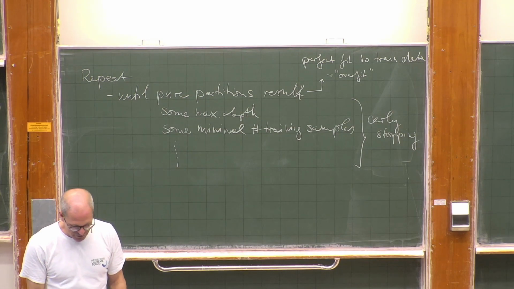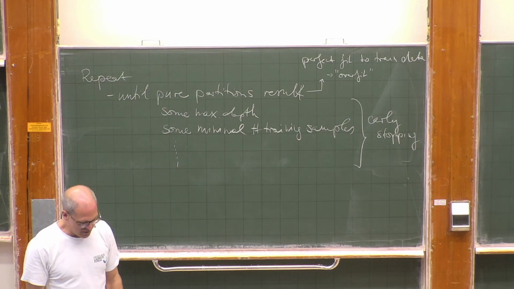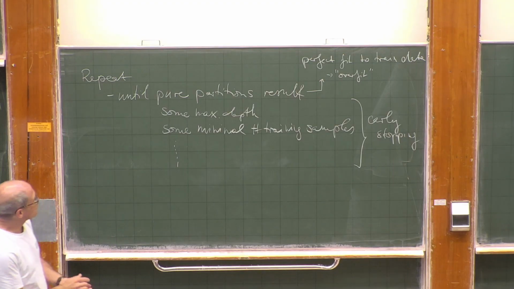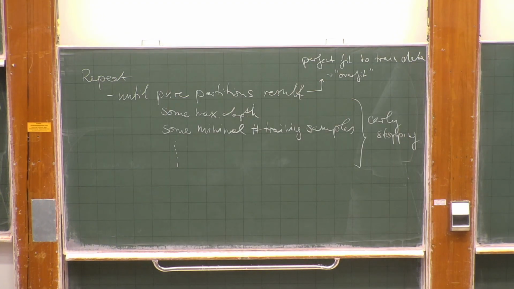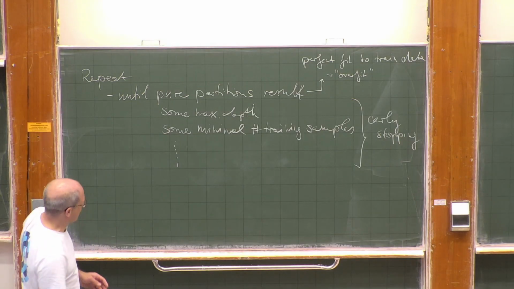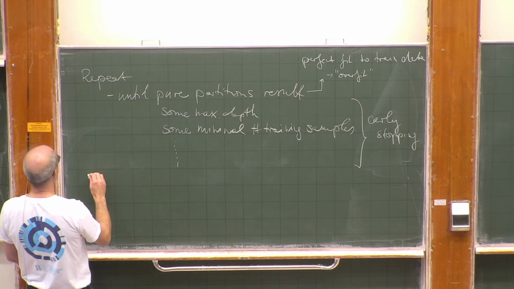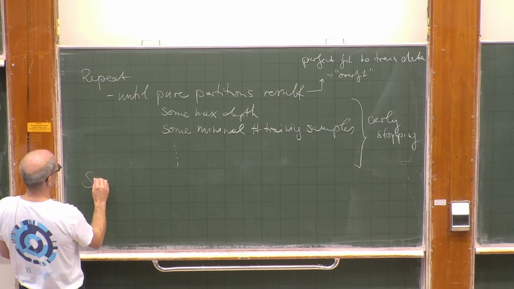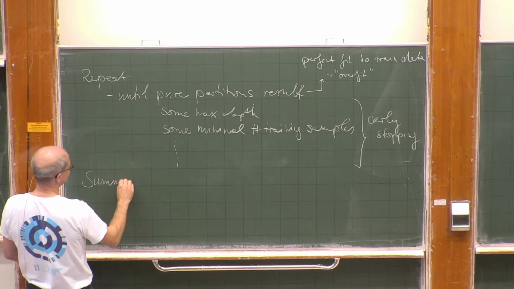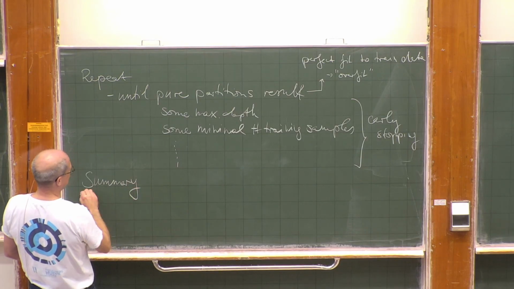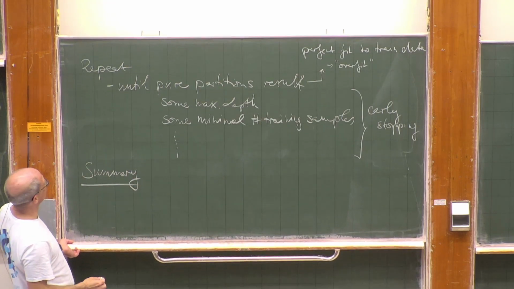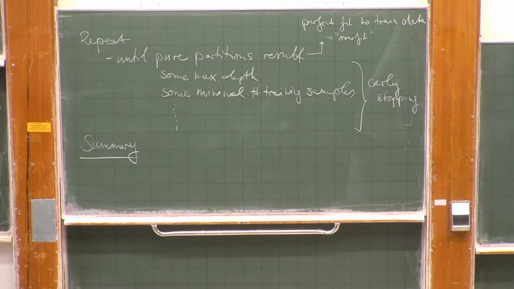Now, an alternative to using a single tree is to use a whole ensemble of trees, which I'm running out of time to talk to you about. So I'm coming to a premature summary. There's so much more to say about decision trees. This is a mini summary.